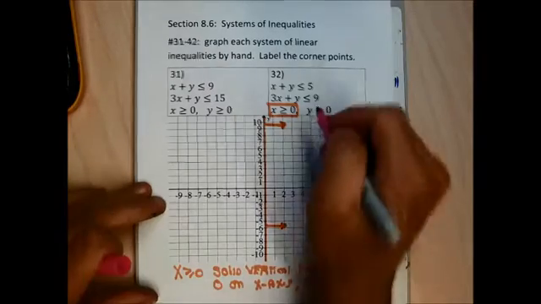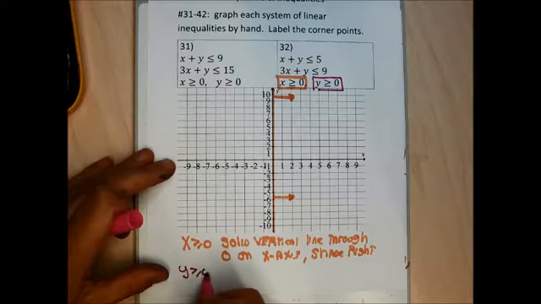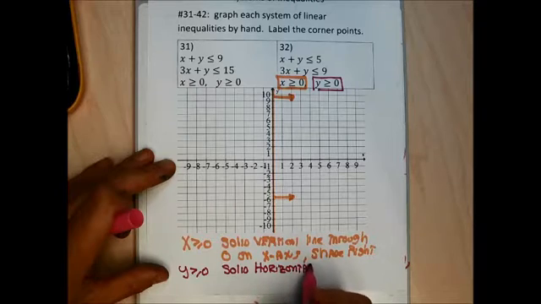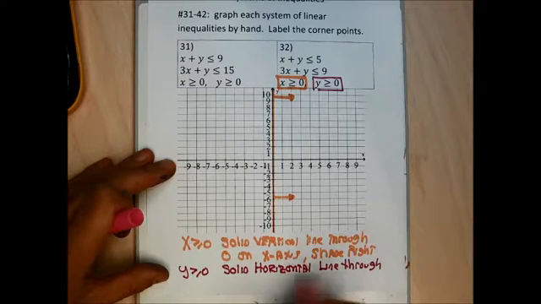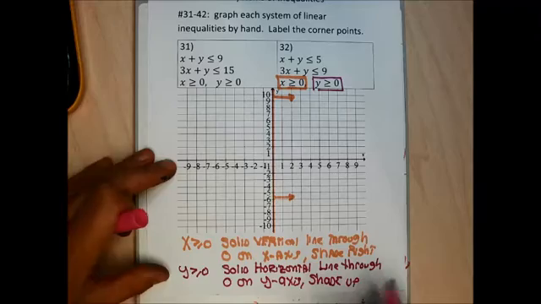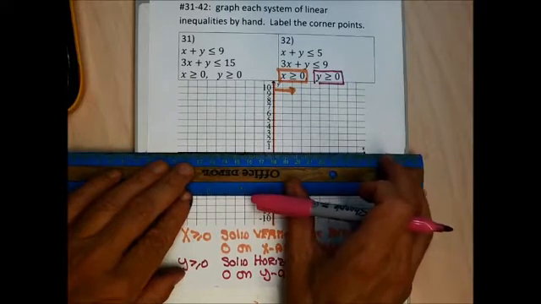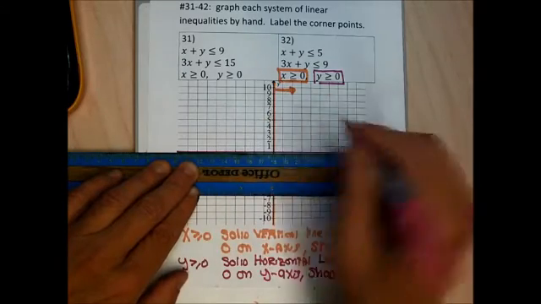Next one I'm going to do is y is bigger than or equal to 0. And for the y is greater than or equal to 0, I'm going to draw a solid horizontal line. These are from the beginning problems in this section. Through 0 on the y-axis, and shade up. So it's nice having colors to make the lines separate. So I'm going to shade up.